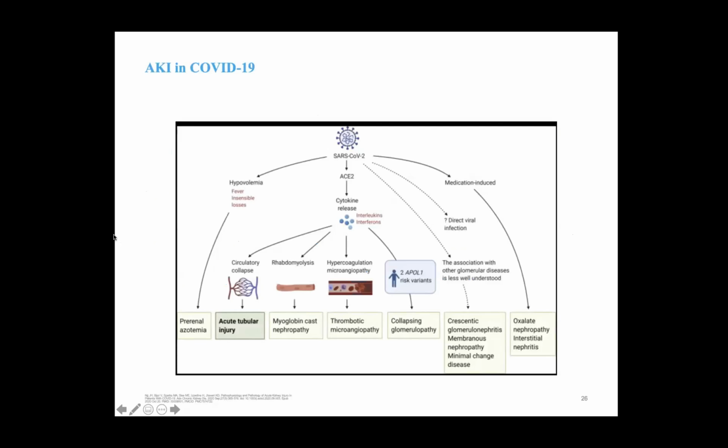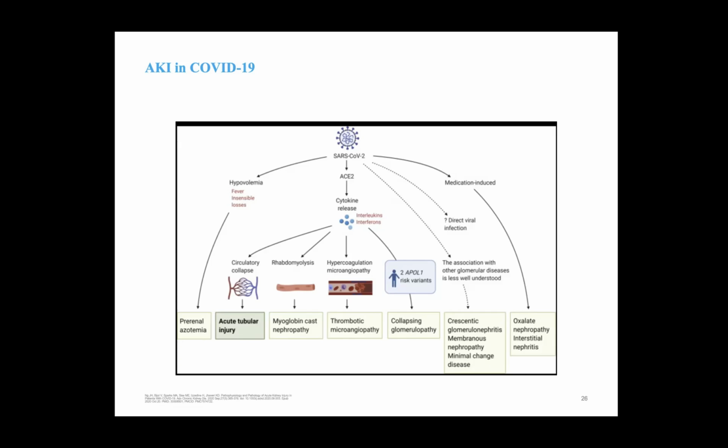I want to quickly talk a little bit about AKI and COVID-19 and what the pathophysiology is. Basically, we've seen a lot of AKI in COVID patients. It could either be pre-renal hypovolemia from fever, insensible losses, or we know that SARS-CoV-2 really has an affinity for the ACE2 receptors, which is really expressed in the kidneys in large volumes.